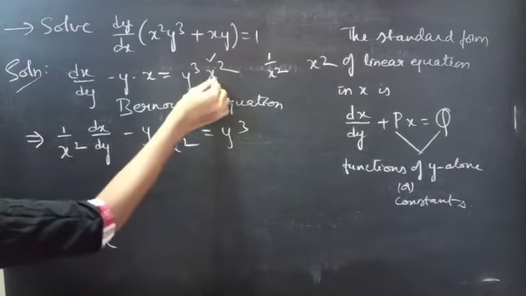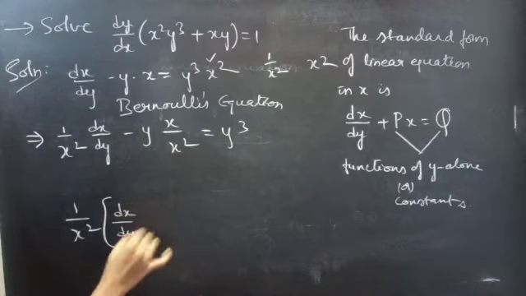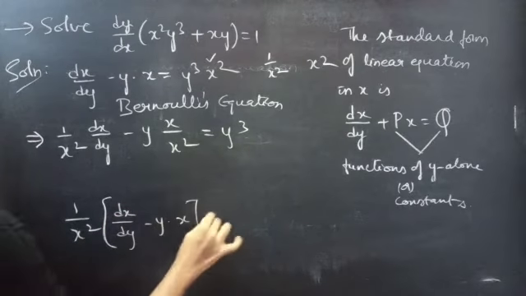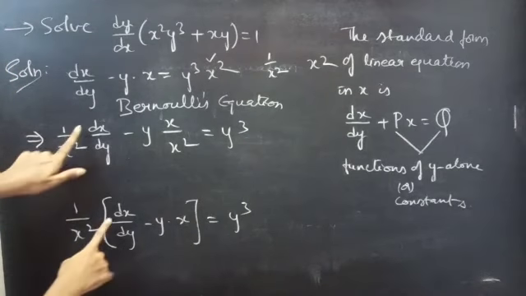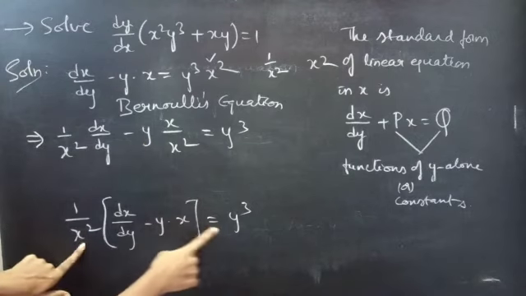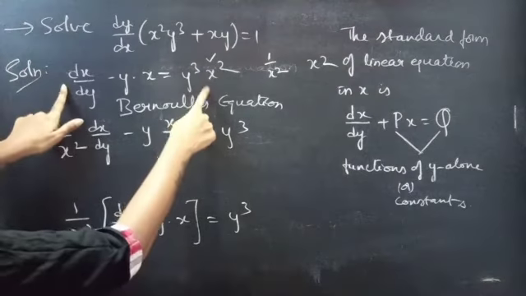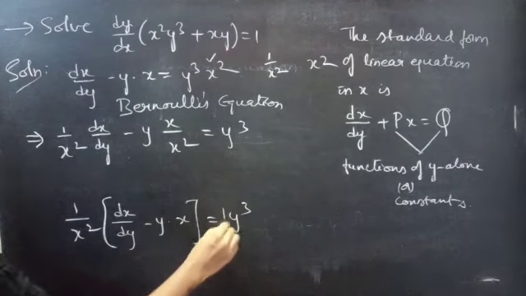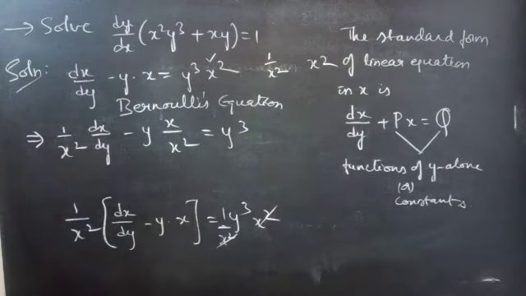We are bringing this x square to LHS. Then we'll get 1 by x square times dx by dy minus y into x equals to y cube. Then we'll get 1 by x square into dx by dy minus y into x by x square equals to y cube, the same thing you'll get, right? If you multiply both sides of this equation with 1 by x square, then x square gets cancelled and again you'll get the same equation.